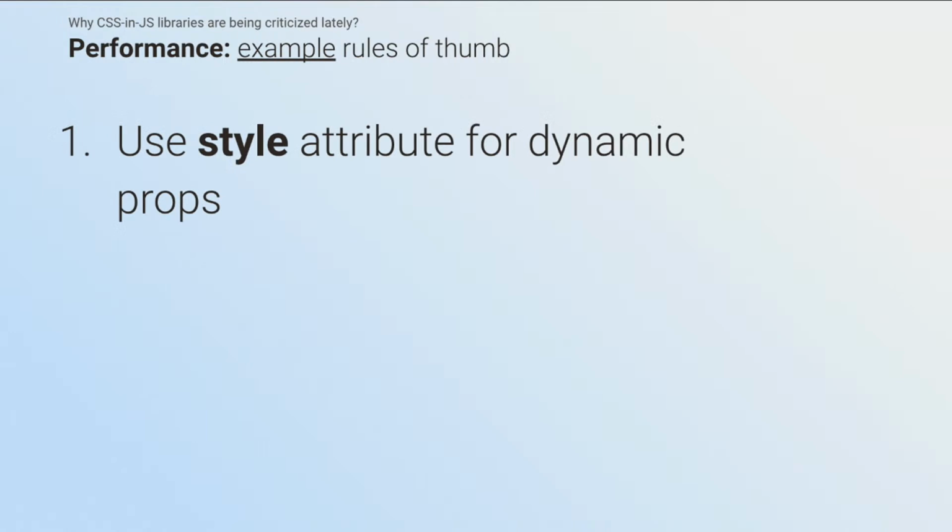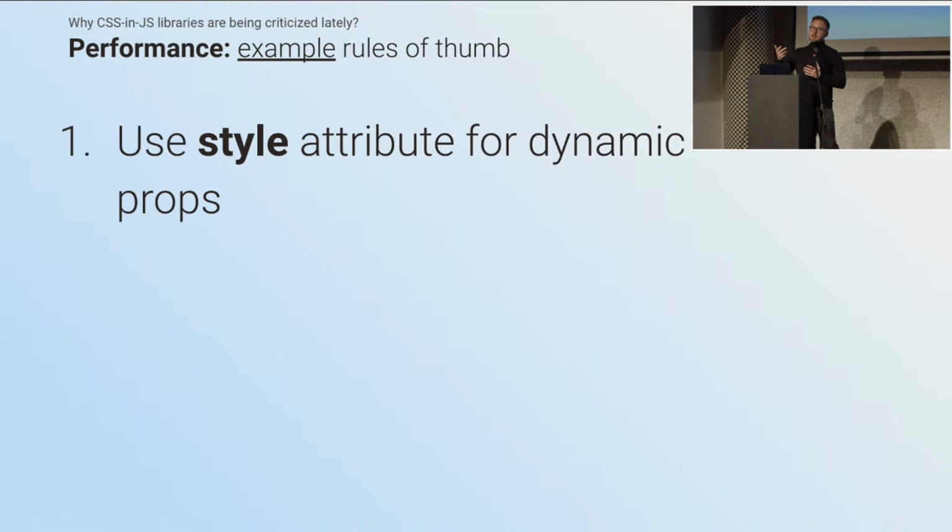So once you start investigating those possible footguns, you may arrive at some rules of thumb for how you use CSS in JS. For example, if you have a component that has a prop that has an infinite number of values, like an avatar where each avatar will have a different background image, that's not a good fit for just passing it as a prop, because you will get duplicated styles and so on. So maybe you should rather use the style attribute. This is an actual functional attribute we can use. This is not just a gimmick or something. It actually has its uses, and this is one of them. So use the style attribute for dynamic props.